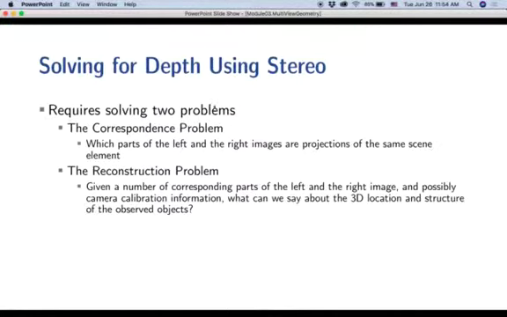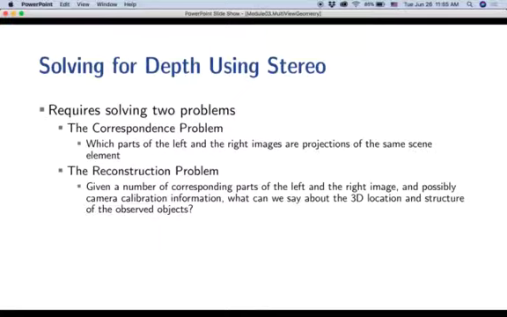In that sense, stereo requires solving two problems. You have to solve the correspondence problem: which parts of the left image and the right image are projections of the same scene element. And then after you have done correspondence, you have the reconstruction problem. Given a number of correspondences from left to right image, and camera calibration information, what can we say about the 3D location and structure of the observed object? So that's the triangulation process. I need to do that.